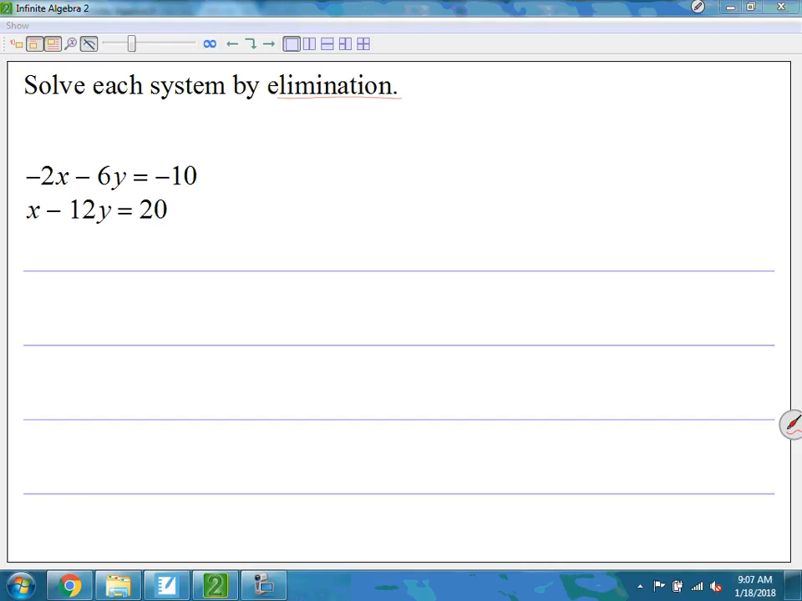The x's. So what could you multiply either of the equations by to eliminate the x's? Positive 2. Okay, which equation? Okay. So if I multiply the bottom equation by positive 2, I would get 2x minus 24y equals 40. And then I'm just going to recopy the top equation.